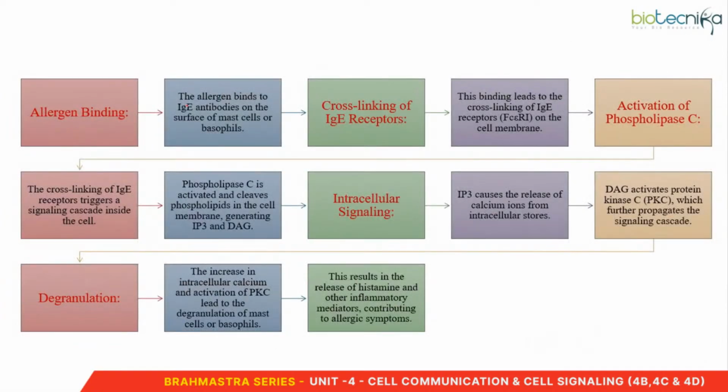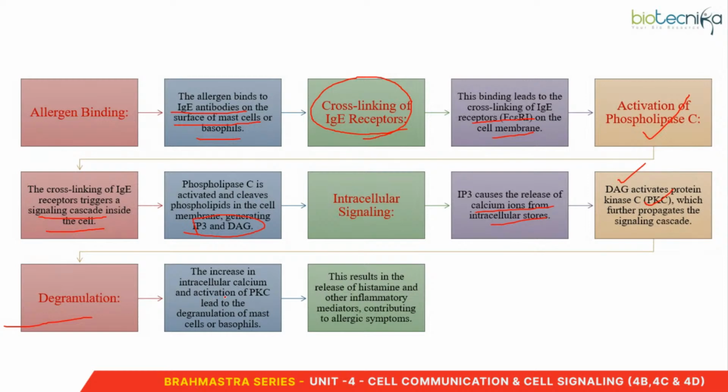See, allergen binds to the immunoglobulin E on the surface of mast cells or basophils. So there will be cross-linking of the receptors. The ligand goes and binds to the receptor on the cell membrane. This leads to the activation of phospholipase C that triggers a signaling cascade inside the cell, activating the second messengers IP3 and DAG. IP3 will be releasing calcium ions from intracellular stores, and DAG will be responsible for activating the protein kinase so that it can phosphorylate to generate the cellular response.